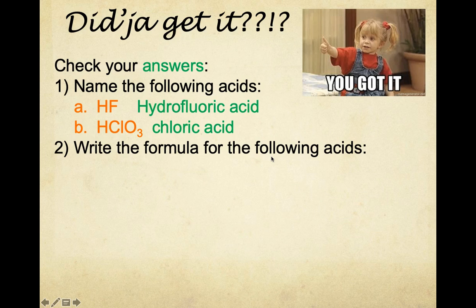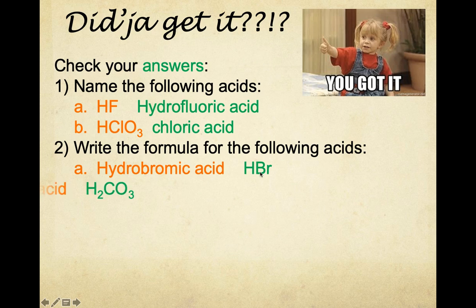Now let's write the formula one. So if you're given hydrobromic acid, hydro means there's no oxygens. Brome for bromine. Bromine is a -1, so you balance it with one H. So HBr is all you need.